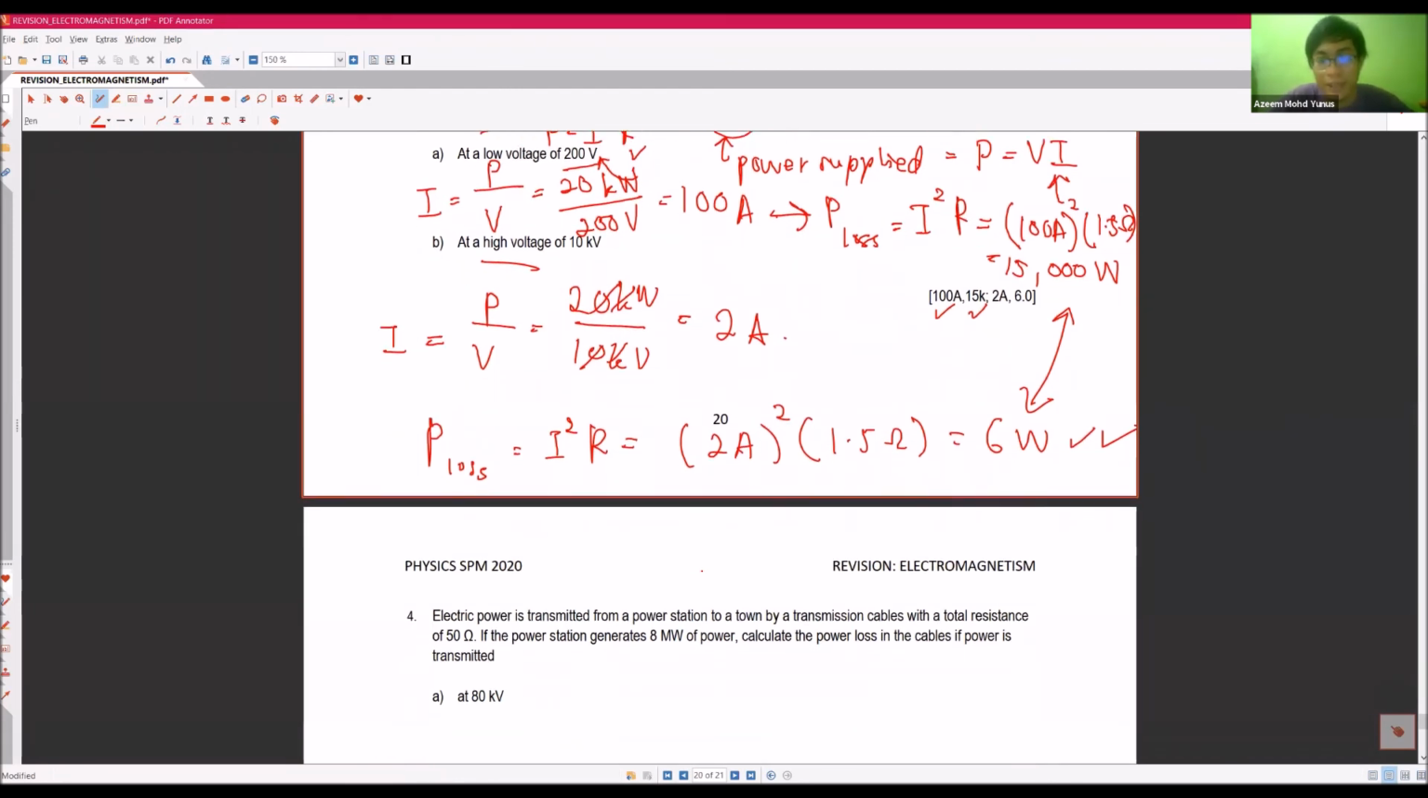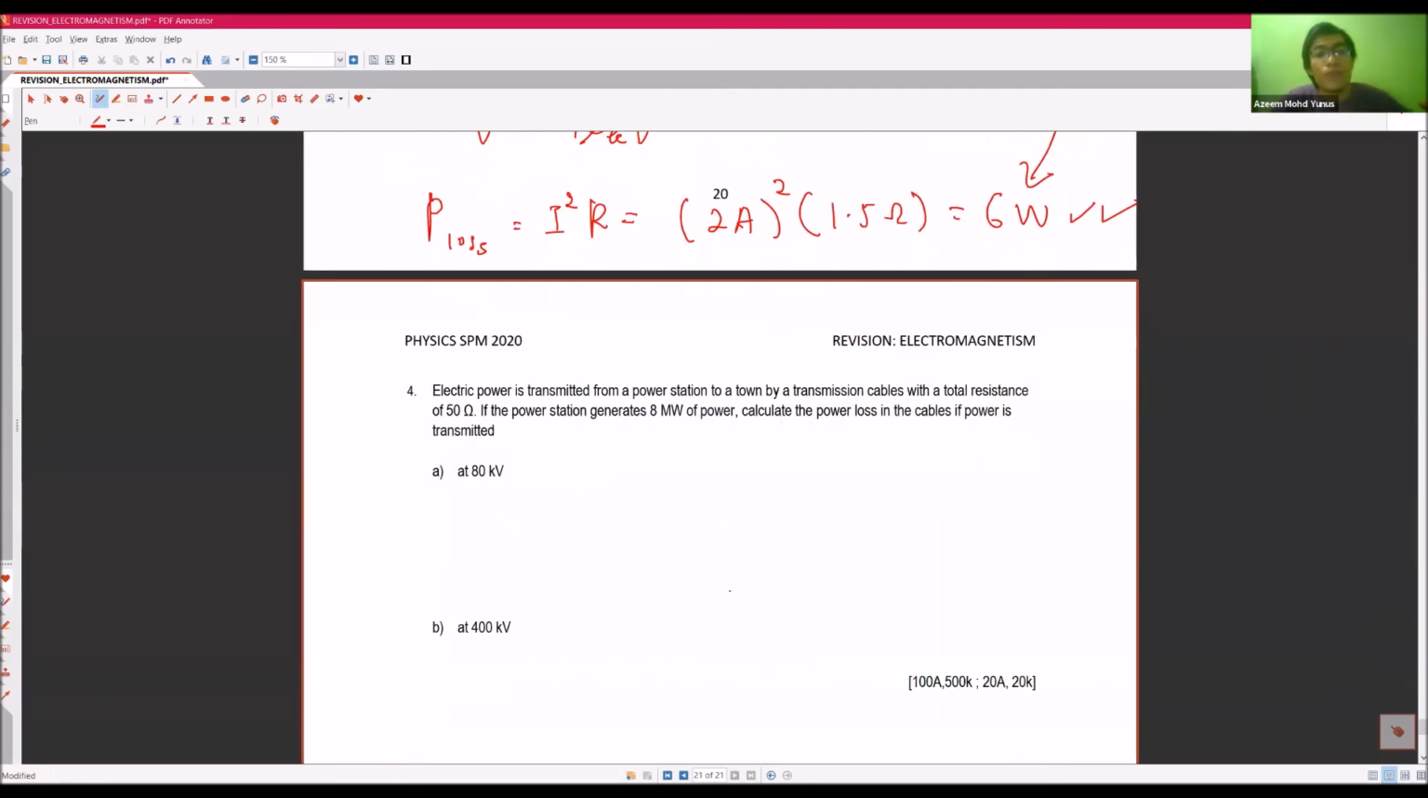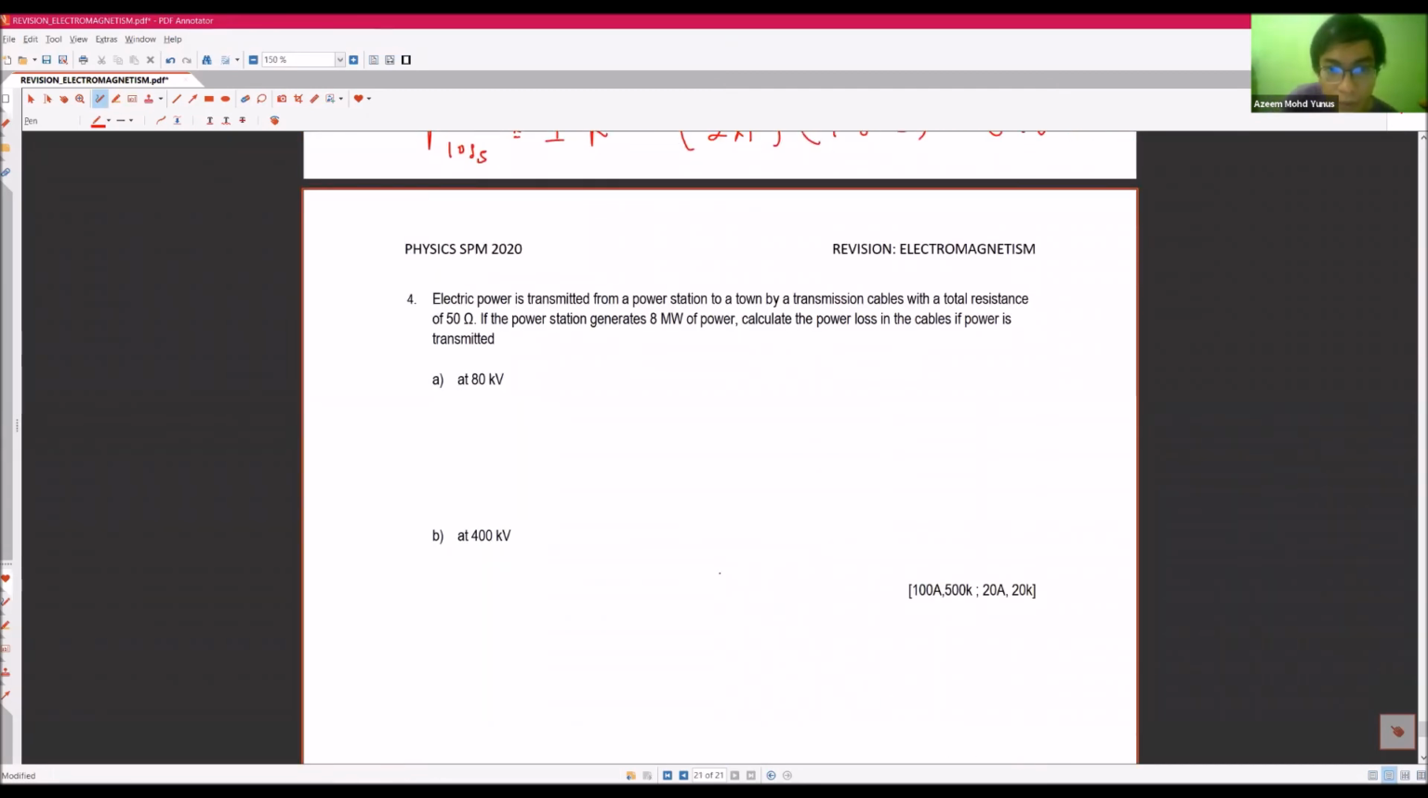In our daily life. So number 4, electric power is transmitted from a power station to a town by transmission cables with a total resistance of 50 ohm. If the power station generates 8 megawatt, so this is P equals V I. Calculate the power loss. This is P equals I square R. In the cable is the power transmitted, not power, this is voltage at 80 kilovolt. Okay, so to avoid the confusion here, we just label voltage there.